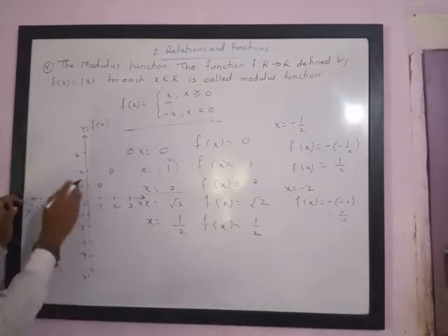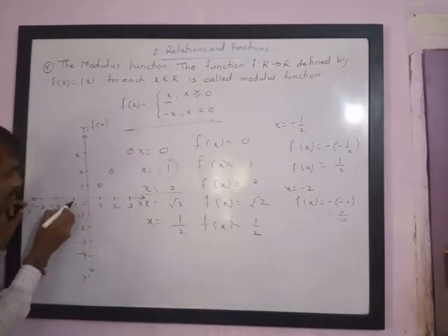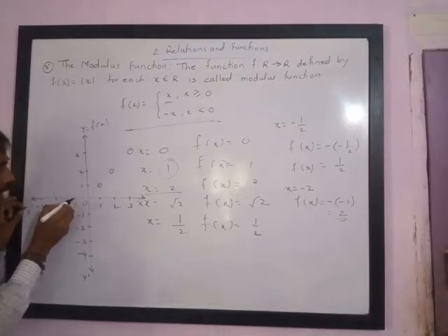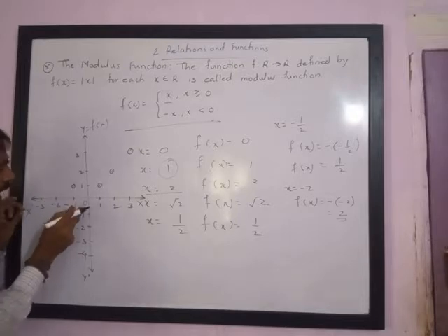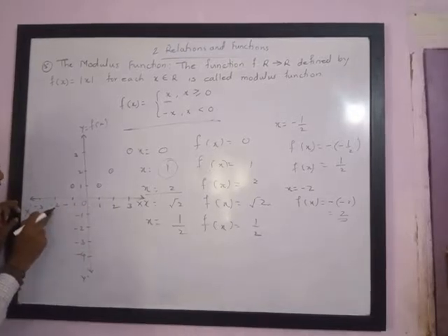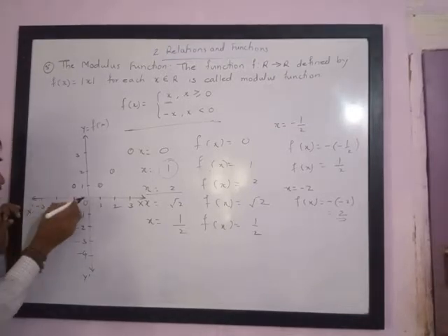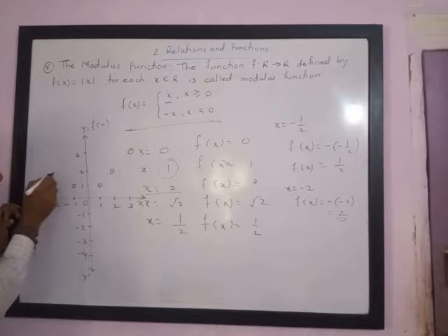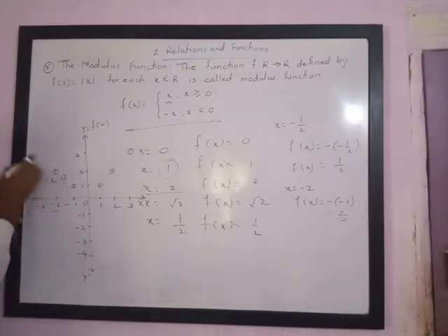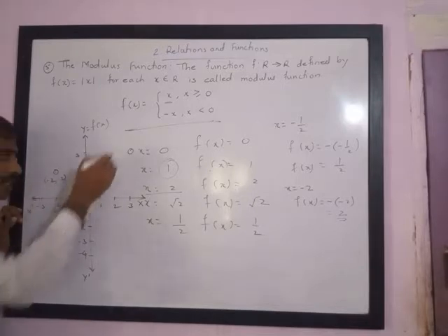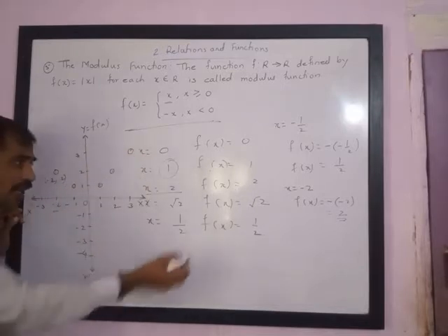But if x is negative, if x is minus 1, then we will have minus of minus 1, that is plus 1. We will get the value here. If x is minus 2, we will have minus of minus 2 as f of x, which means it will be positive 2. So positive 2 will be here. Please try to understand: x is minus 2, f of x is positive 2. So this is the point. Now if you try to join all these points, please note I have shown only integers, but x can have all the values of the real numbers.